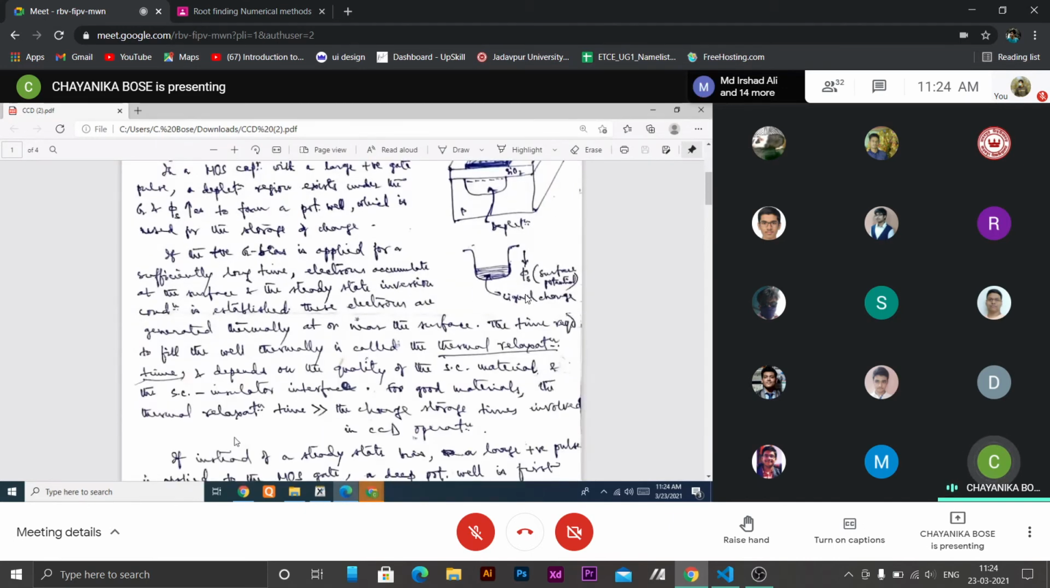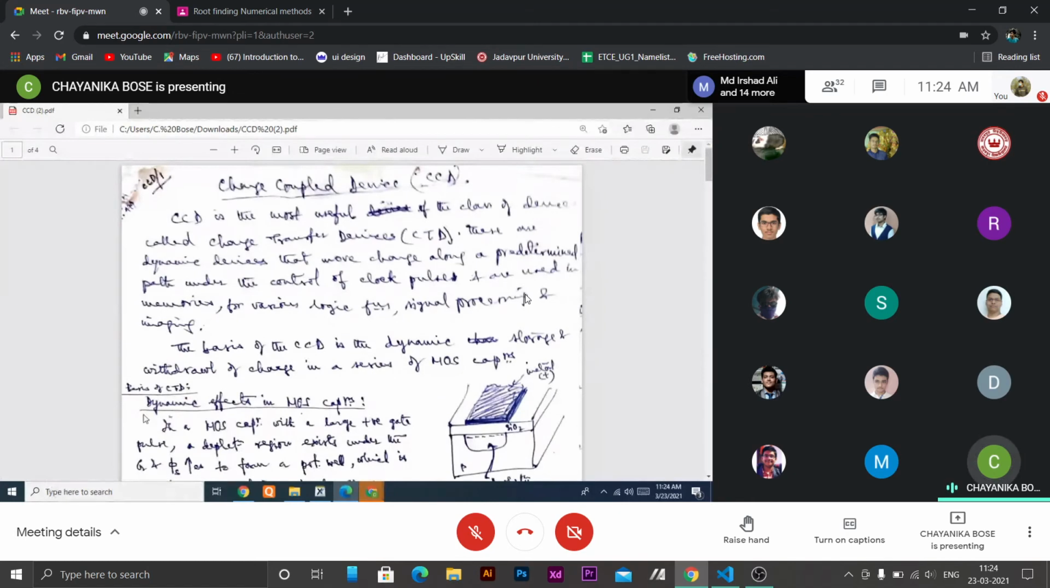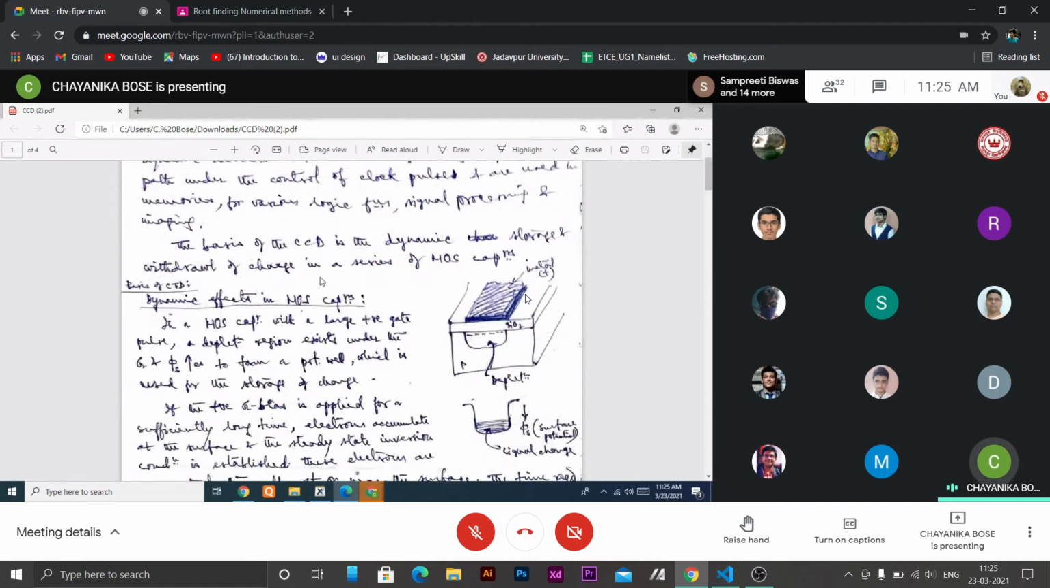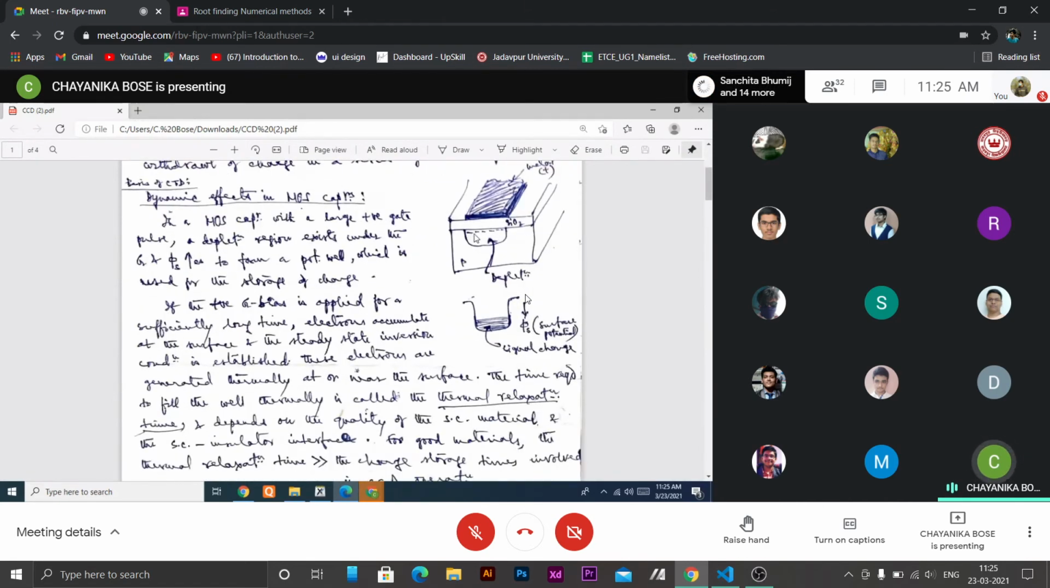Let me first read this out quickly, then I will explain. The basis of CCD is the dynamic storage and withdrawal of charge in a series of MOS capacitors. So, basics of CTD, the dynamic effects in MOS capacitors. For a MOS, say it is a p-type semiconductor, over that an SiO2 oxide coating, then a metallic gate. Now, if we apply an adequately strong positive voltage here, some depletion region will be created just below the gate.